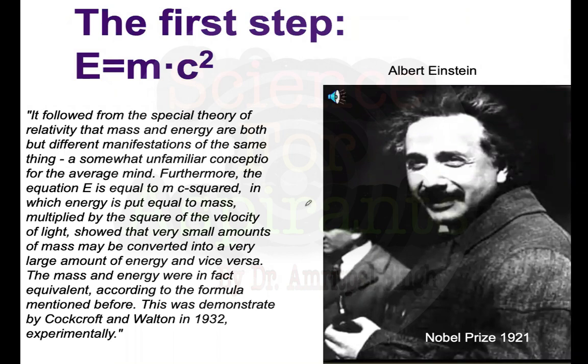So this is the special theory of relativity, according to which mass and energy are both different manifestations of the same thing. So the equation is E equals mc squared. What it shows is that a very small amount of mass may be converted into a very large amount of energy, and because these radioactive particles, when they decay into another particle, have their mass converted into energy, from that we can find out the value of Q, which is also known as the Q value.